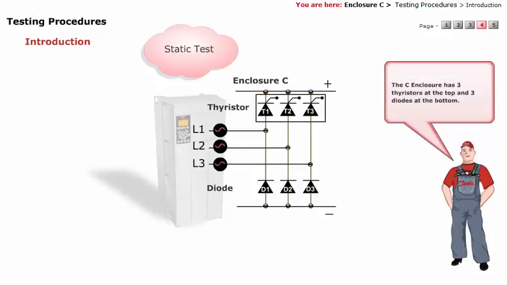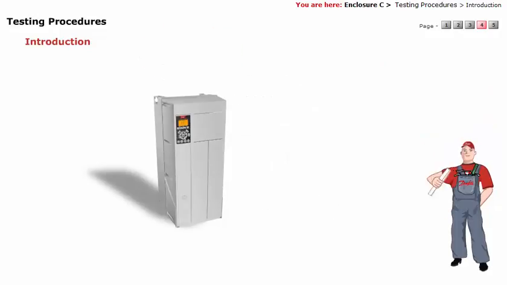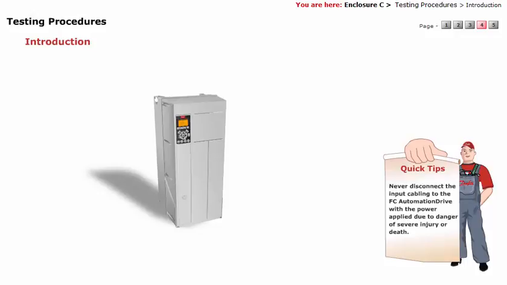The C enclosure has 3 thyristors at the top and 3 diodes at the bottom. In C-type enclosures, the test is made only on the 3 diodes, with the other parts kept open. Never disconnect the input cabling to the FC automation drive with the power applied, due to danger of severe injury or death. Take all the necessary safety precautions for system startup prior to applying power to the FC automation drive.